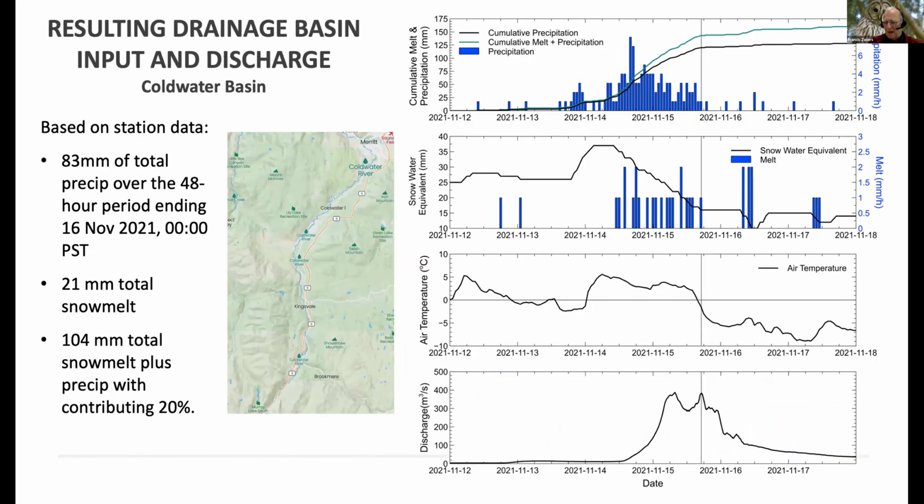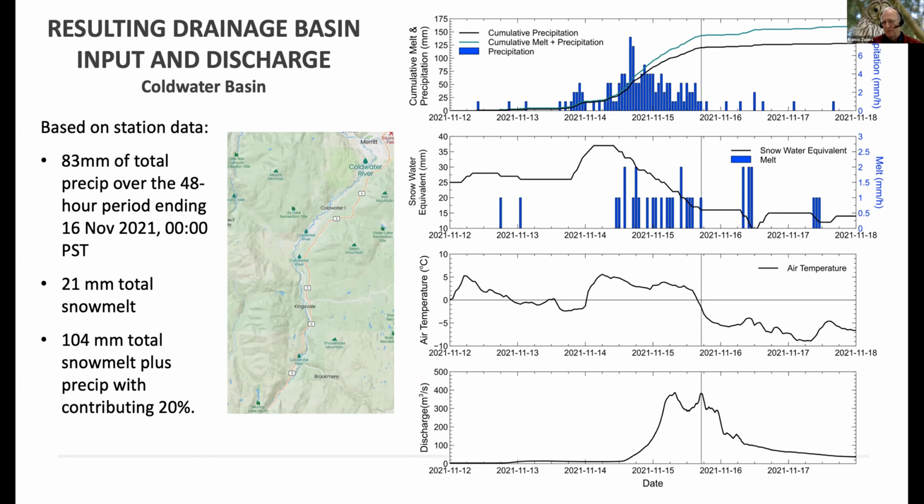Here's a description of what happened in one of the drainage basins that was affected, and these figures describe the event as it occurred in the Coldwater River. The Coldwater River flows alongside the Coquihalla, the main expressway out of Vancouver, and in a northeasterly direction up to Merritt. In the upper right-hand panel, you see precipitation as it occurred. So you see the event beginning about November 14th, intense precipitation on the 15th, trailing off on the 16th.